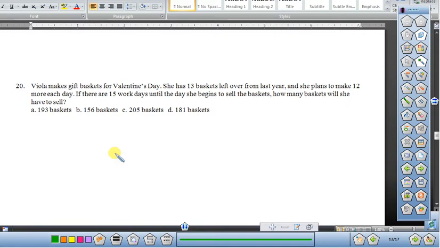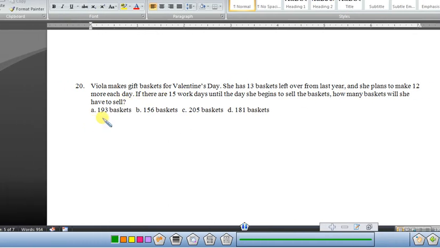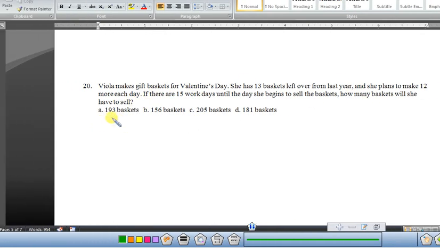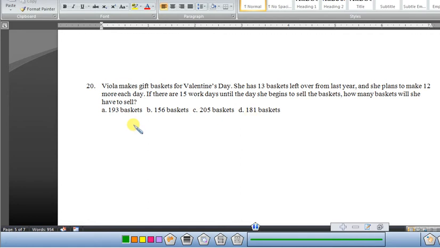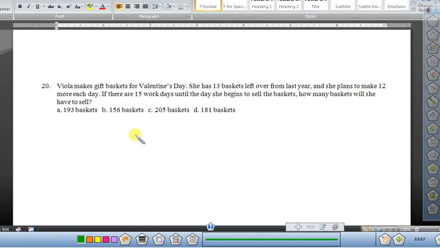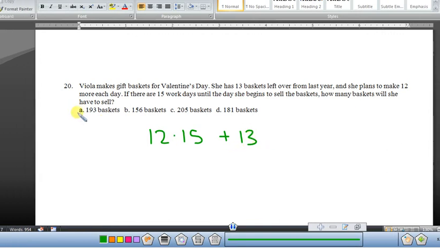Okay, on this one, you don't necessarily have to use a formula. This one isn't a very clear question in my opinion because we don't know if she makes 12 more from the previous day here, so luckily we have multiple choice answers and that kind of gives that away. But if she's making 12 baskets a day for 15 days, then you just simply take 12 times 15. And she started with 13, so then you're going to add a 13 to that. And when you do, you're going to get letter A.